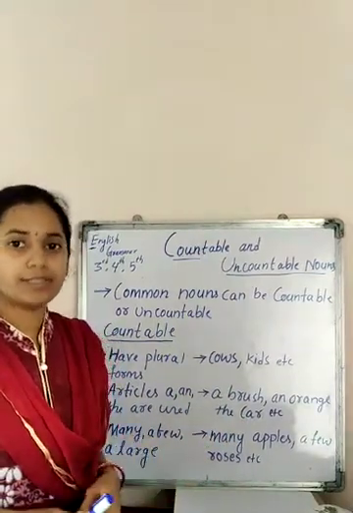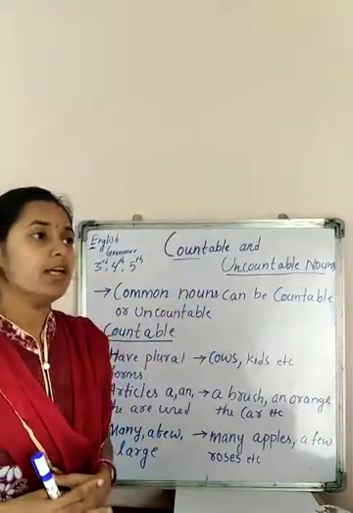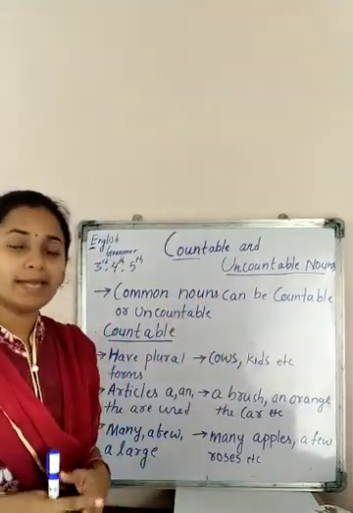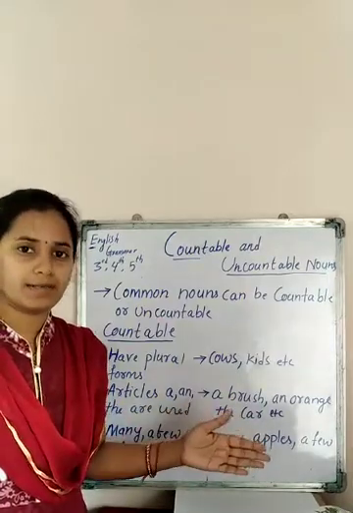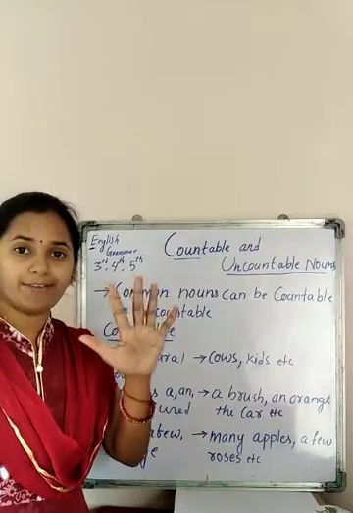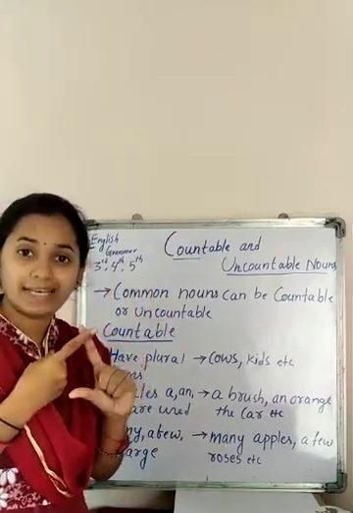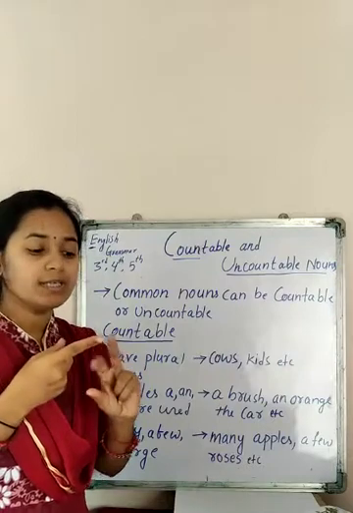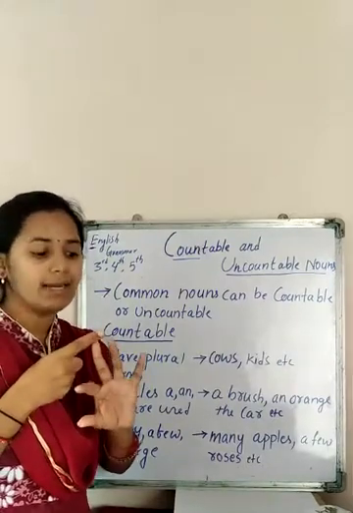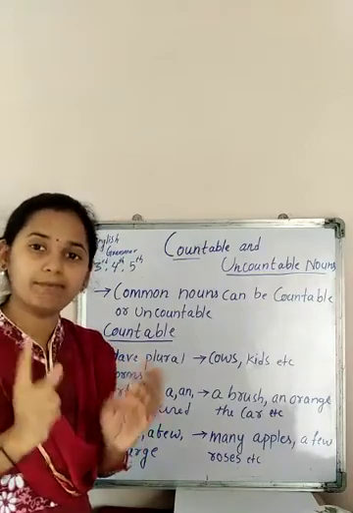Today we are going to discuss countable and uncountable nouns. You already know that nouns are naming words, right? And what are the different types of nouns? Nouns are of 5 types. The first one is your common noun. The second one is your proper noun. Third, concrete noun. Next, abstract noun. And the last one is your collective noun, right?